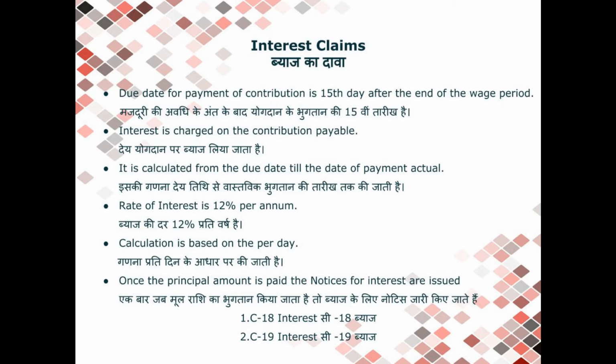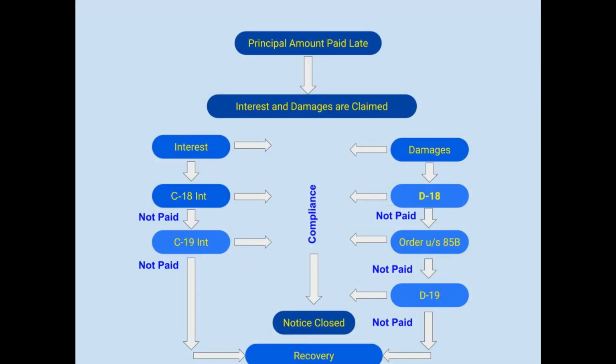Second part, if you pay the contribution late, then the interest part starts. The interest is claimed and a C18 interest notice is issued. If you comply, then the notice is closed. If you don't comply, then a C19 notice is issued. If you comply, then it is closed. If you don't comply, then it goes to a recovery officer for further action.